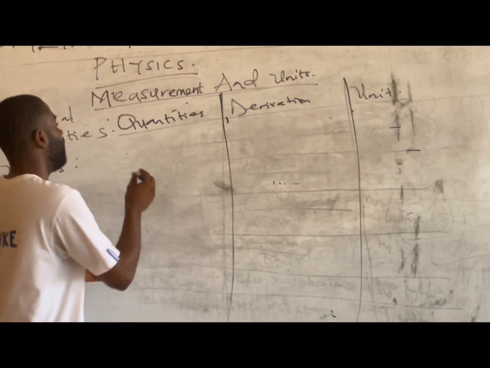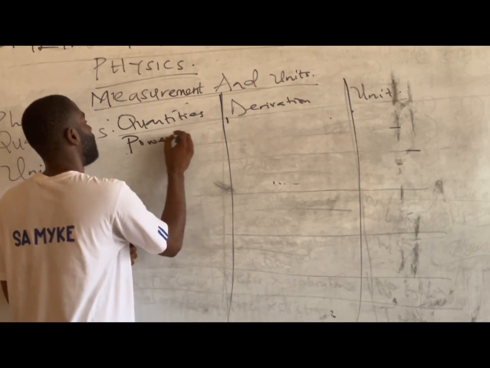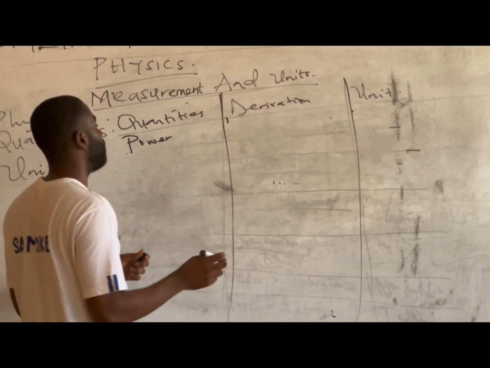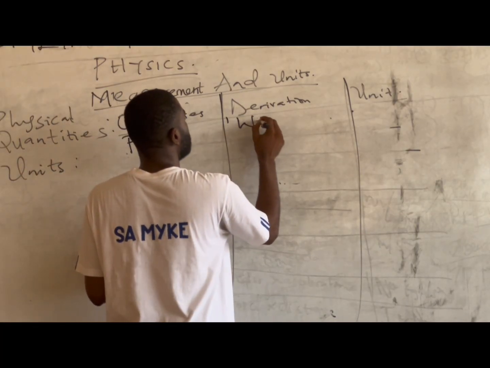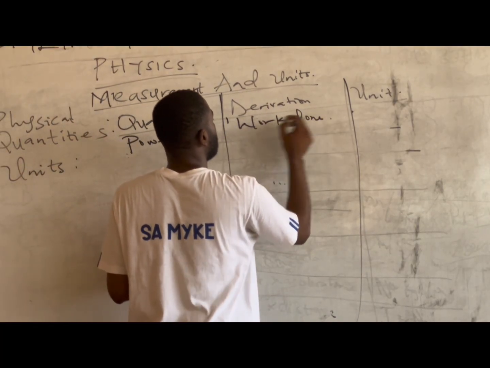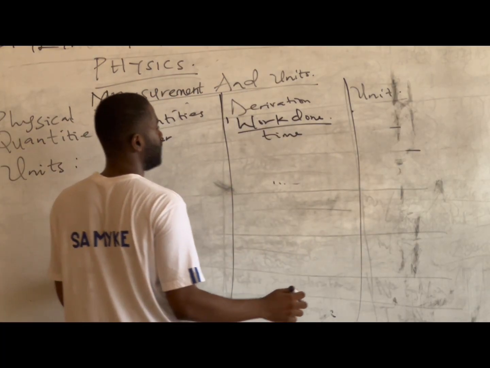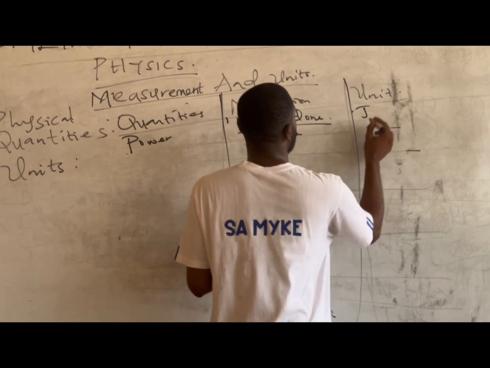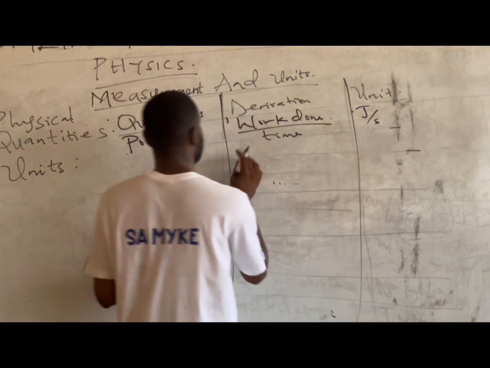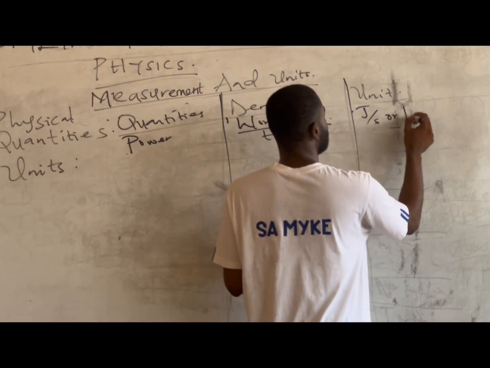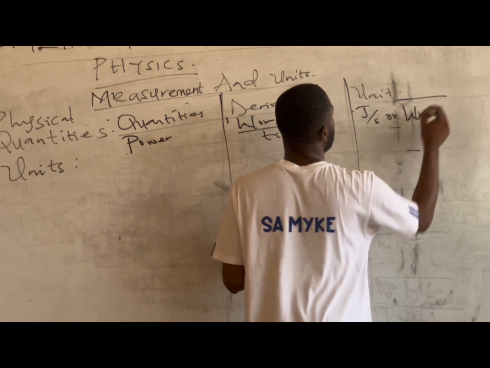Other quantities are power, which is gotten by the ratio of work done all over time. So work done is measured in joules and time is measured in seconds. So either joules per second or Watts is the unit for power.